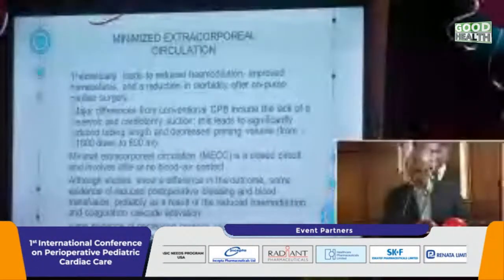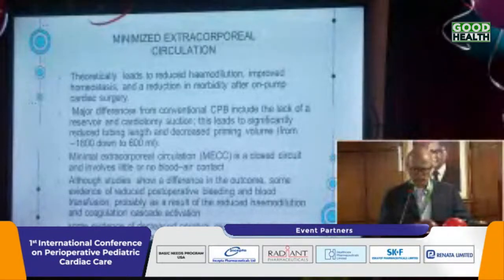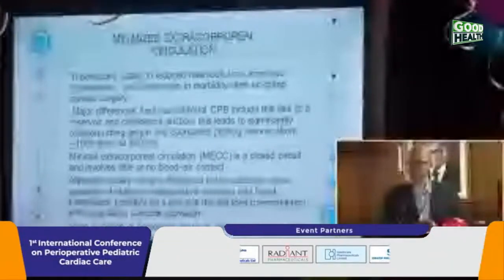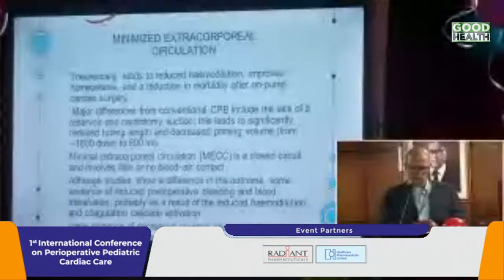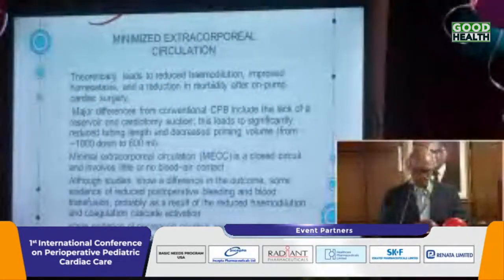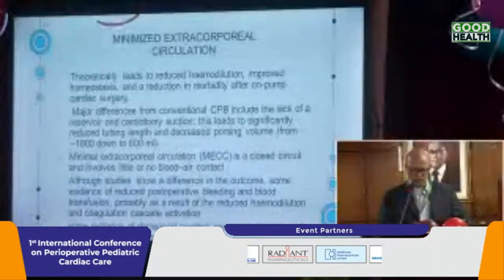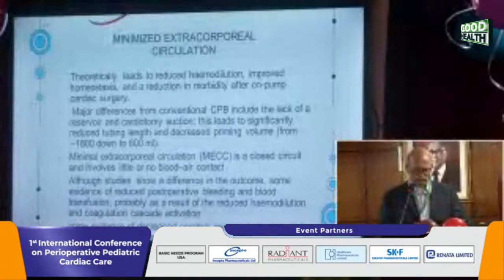So coming to miniaturized extracorporeal circulation, theoretically it leads to reduced hemodilution, improved hemostasis, and reduction in morbidity after on-pump cases. The major differences from conventional CPB include the lack of reservoir and the cardiotomy suction. This leads to significantly reduced tubing length and decreased priming volume to almost 600 ml. So minimal extracorporeal circulation is a closed circuit and involves little or no blood-air interface.